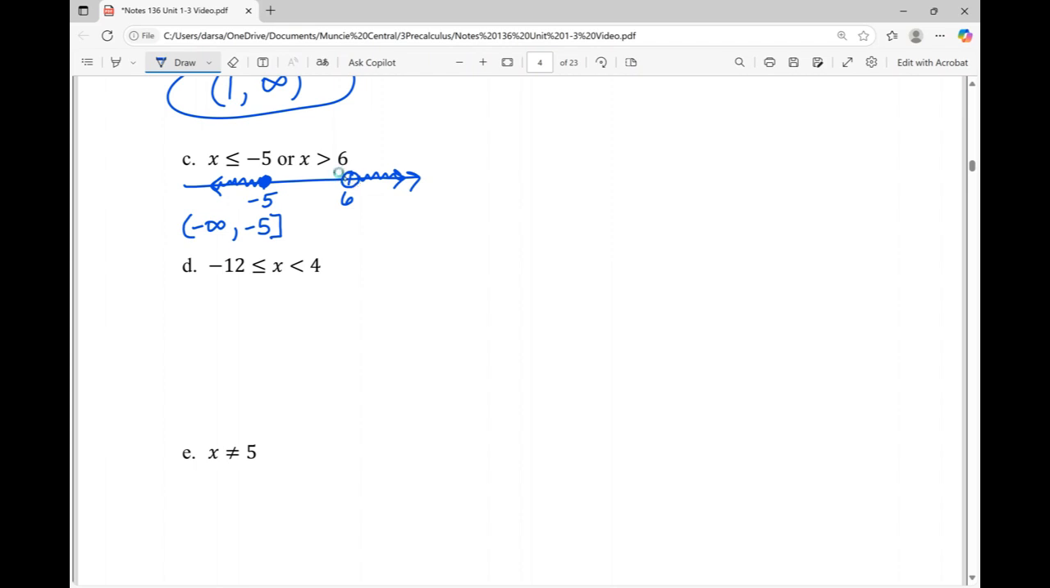What is our smallest shaded number here? That is a 6, comma, biggest shaded number. This goes all the way to infinity. Infinity is always a parenthesis. The 6 is not included, so we will use a parenthesis here.